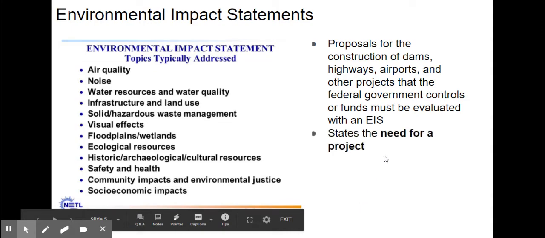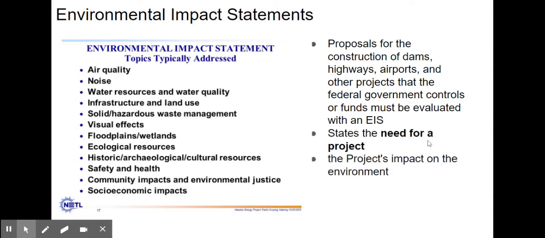It states the need for the project, and it tells us the project's impact on the environment. It talks about how negative impacts can be minimized.